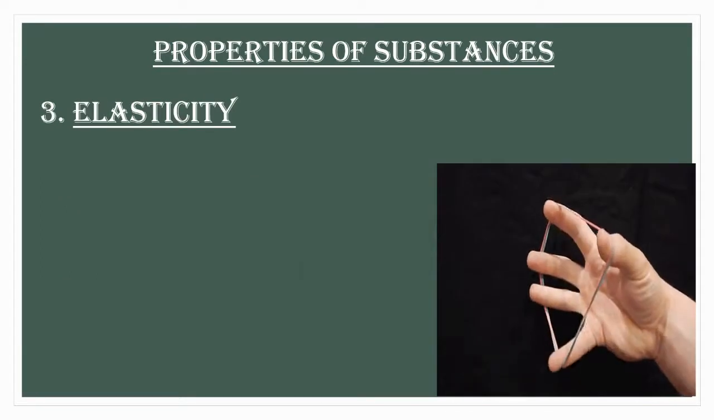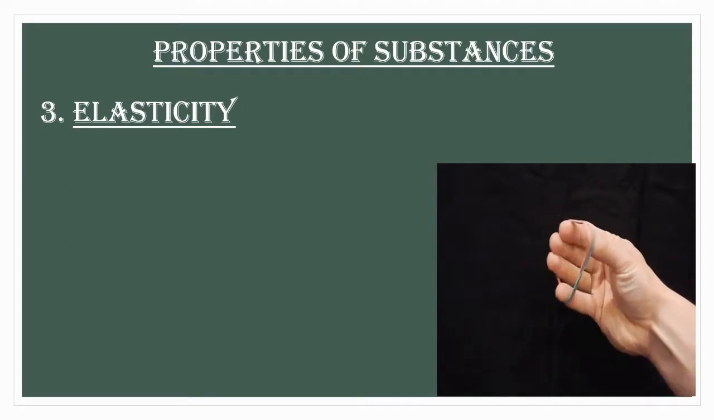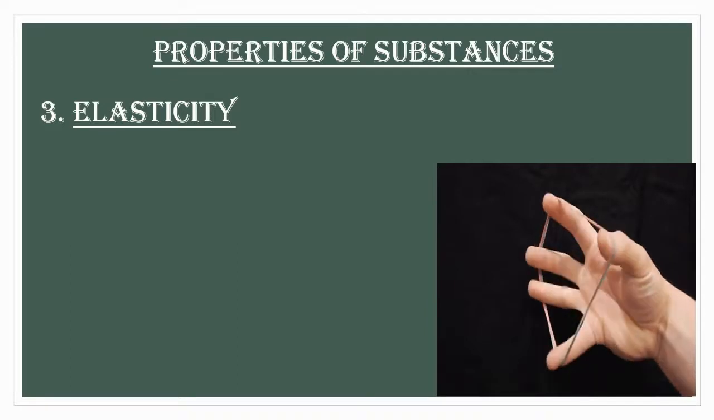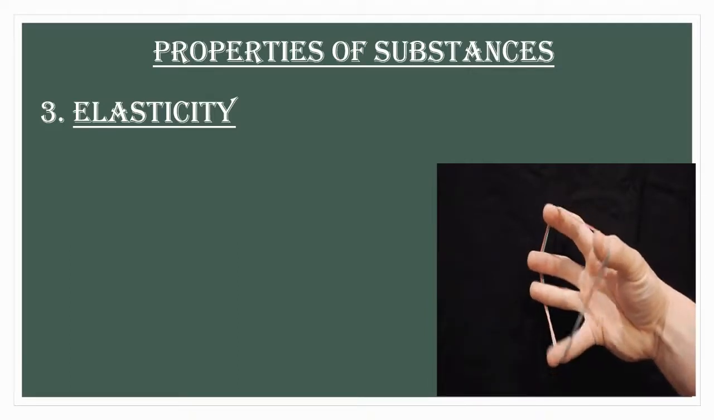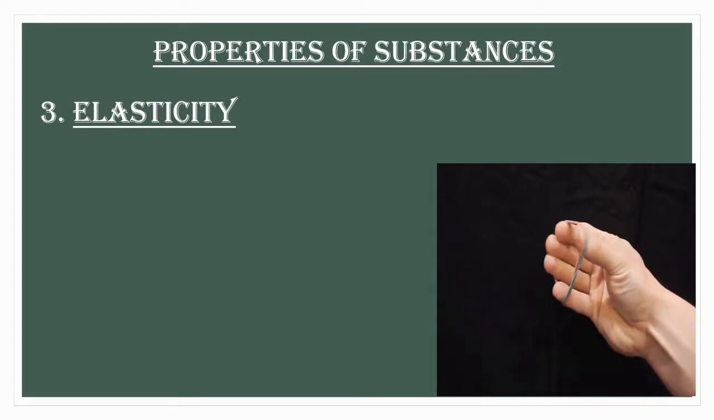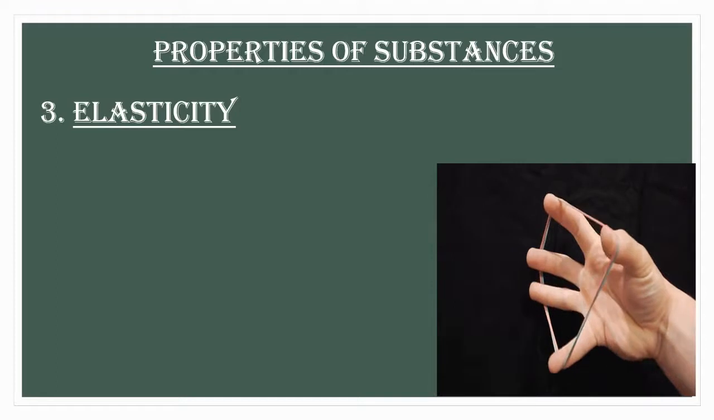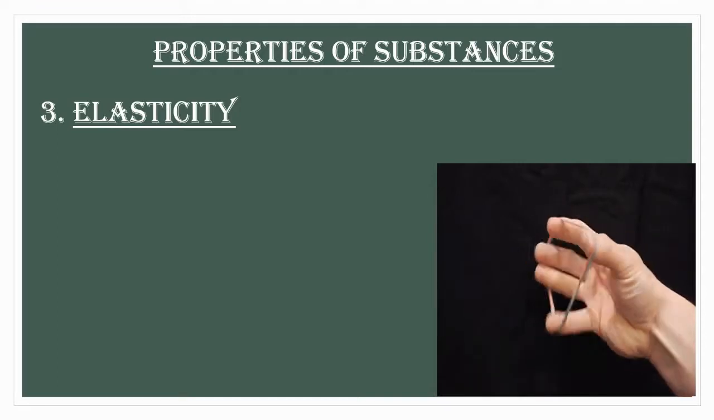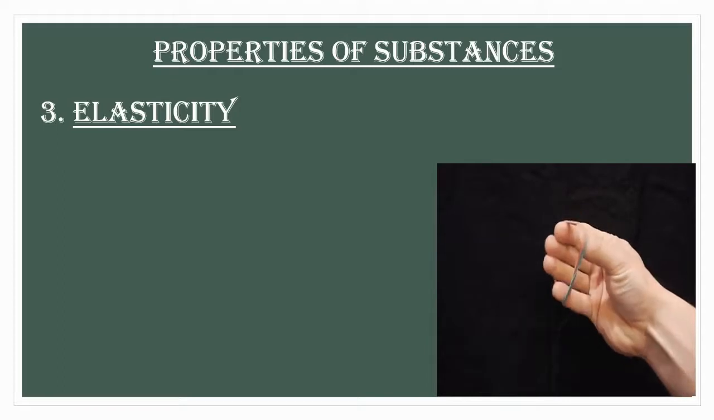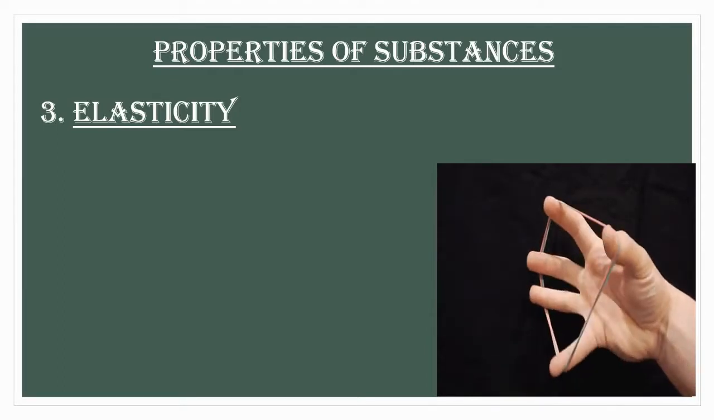Now students, stretch a rubber band and let it go. What do you see? Yes, the rubber band goes back to its original shape. So some substances change their shape when a force is applied on them, but return back to their original shape and size when the force is removed. And this property is called elasticity.